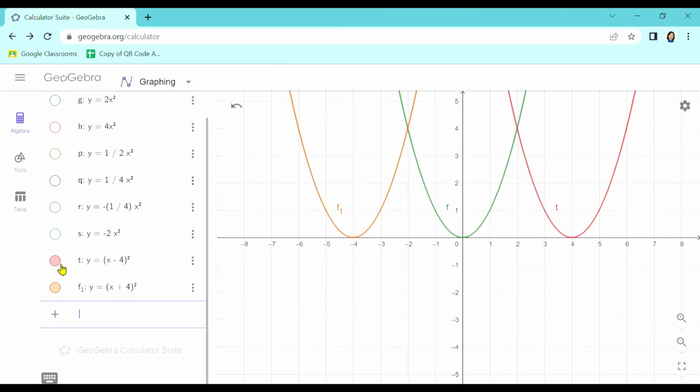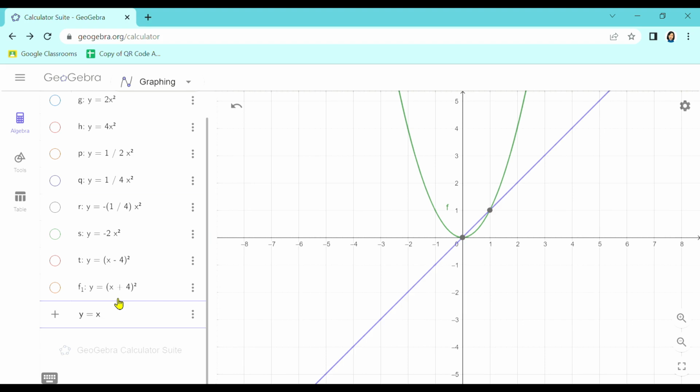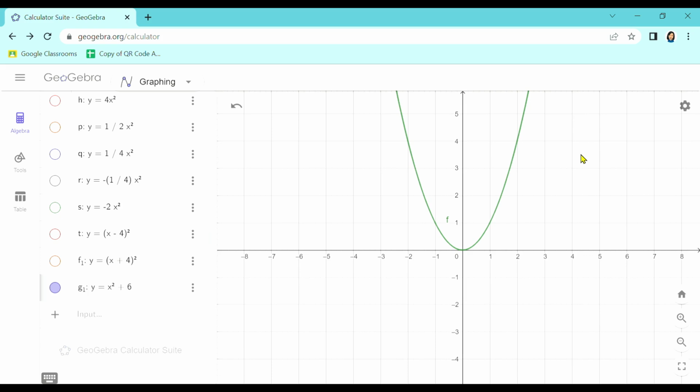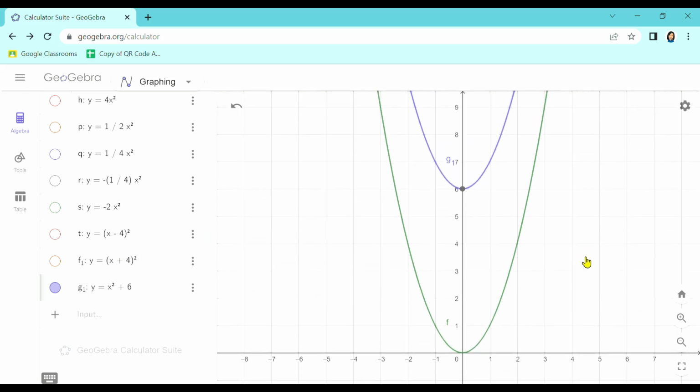Okay, so let me untick this. Now let us key in another function. Let's say we have y is equal to x squared plus 6. What do you think will happen to our graph? Mom, there is no graph. Actually, there is. We are just going to move our Cartesian plane. Here is the graph of y equals x squared plus 6. So our original parabola moved 6 units up. And again, that came from the value that we added here.